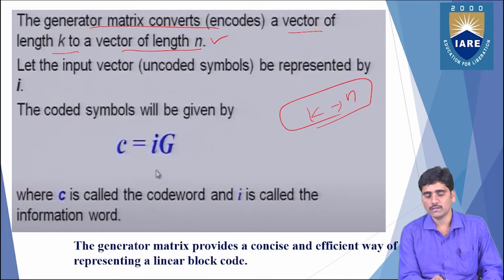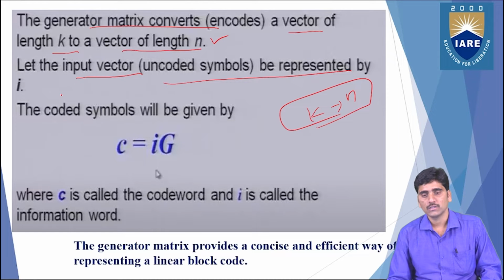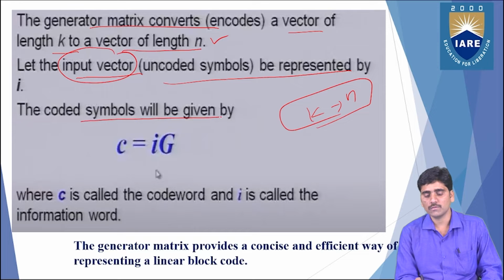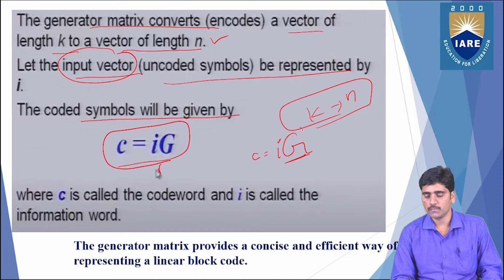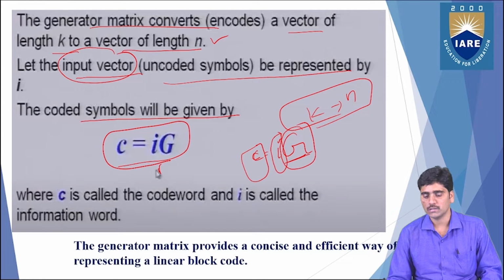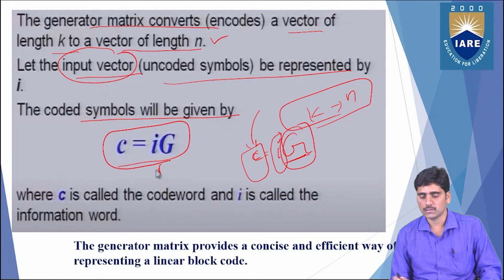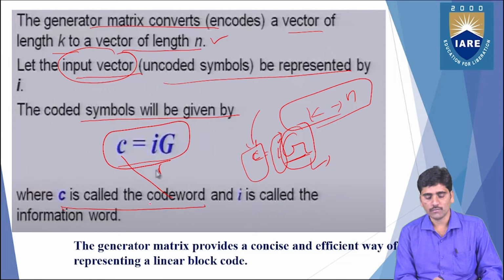So it is going to be transforming or converting. Let the input vector be represented by I, and the coded symbols will be given by C equals I G. So this is the generated code word C, I is the input vector, and G is the generator matrix. So from this generator matrix, with the information bits or input vector, we are going to generate new code words, that is, reproduced codes with the help of this generator matrix. C is called the code word and I is called the information word.